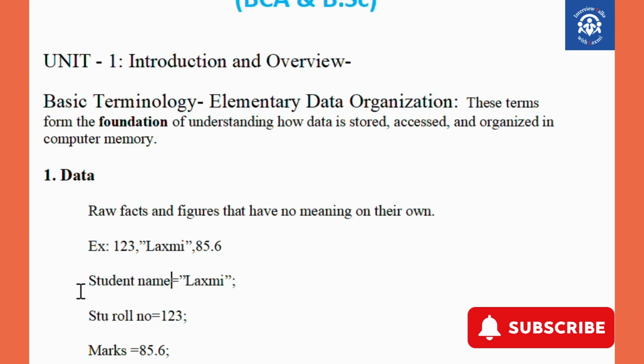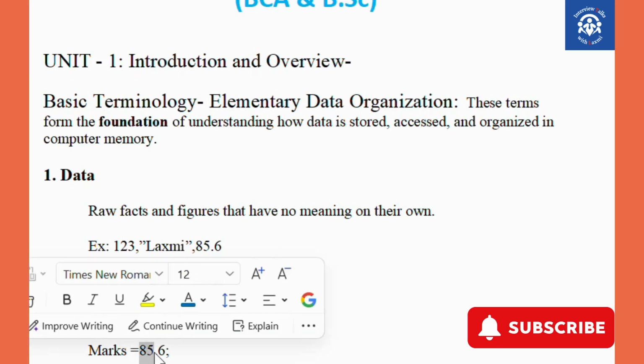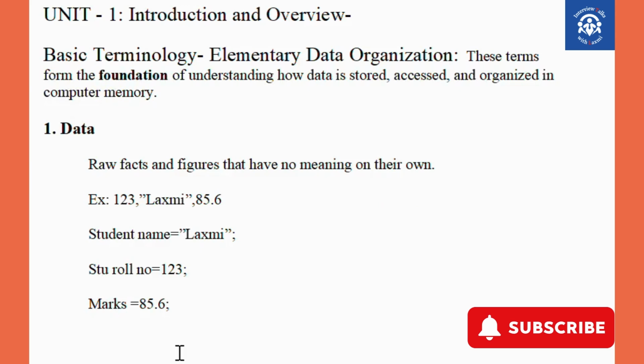By looking at these three examples, are you able to understand anything? Definitely, you can say yes, because I'm clearly mentioning here that this is a student name. By looking at the student name, yes, the student name is Lakshmi. By looking at the student roll number, the student roll number is 123. By looking at the marks, yes, this is the average percentage that the student got.